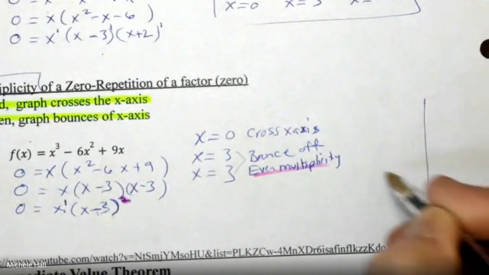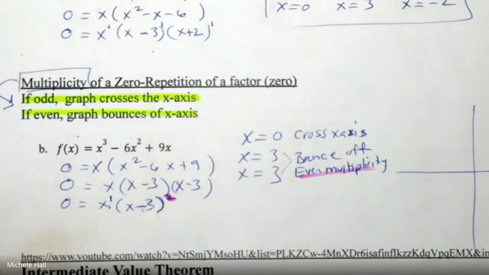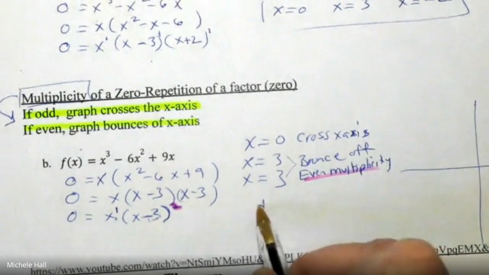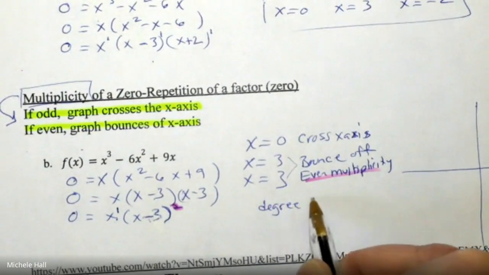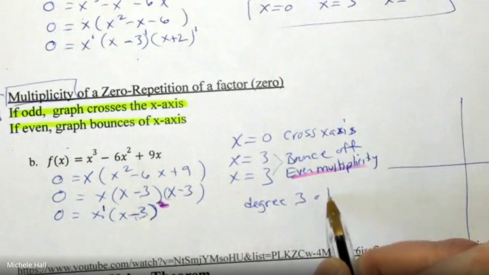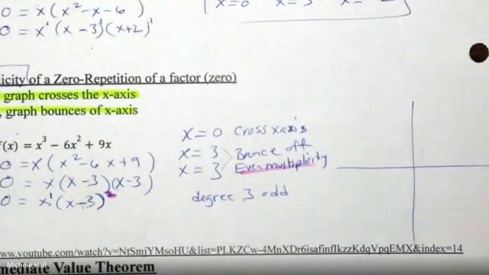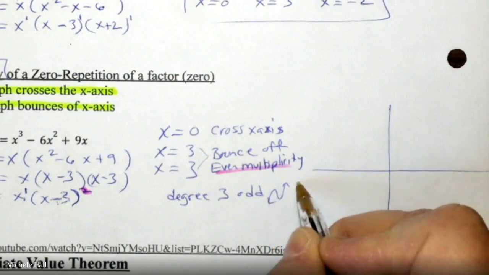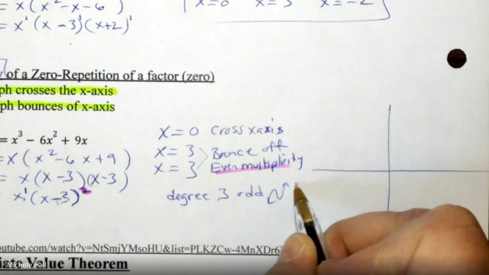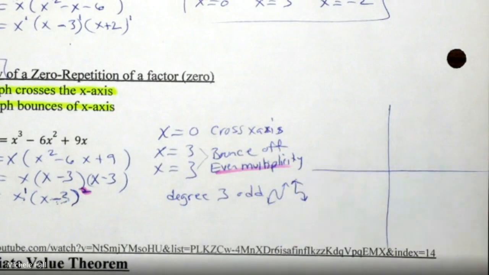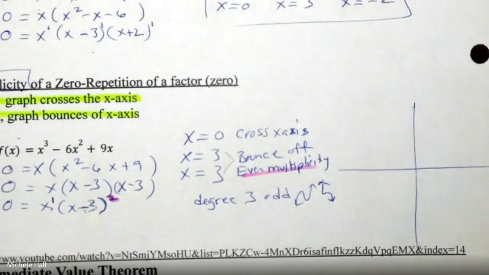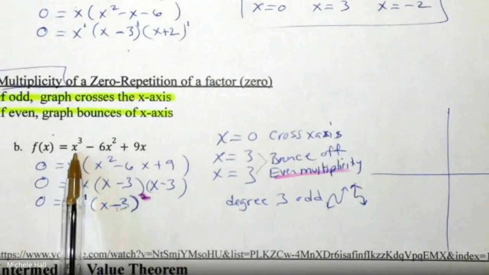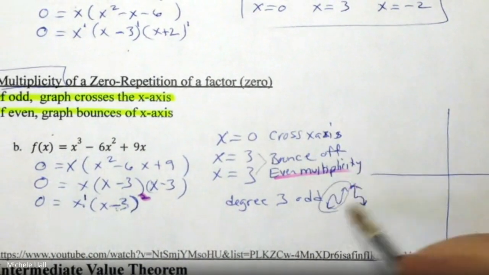So what degree is this problem? It's a degree, what, Sam? It's a degree 3. That means it's odd. That means that I am going to have left tail down and right tail up, or left tail up and right tail down. It's got to be one of those situations. It is a positive leading, so we know it's this one.